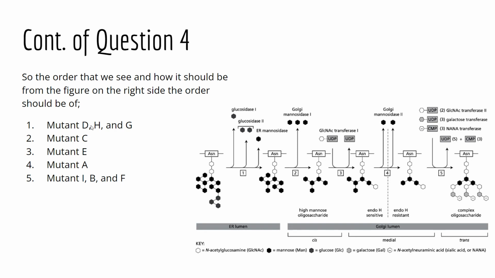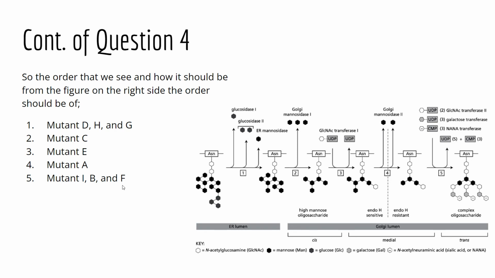So first step, mutant D is affected by glucosidase 1. Mutant H is affected by glucosidase 2. And mutant G is affected by ER mannose. And we go to step 2. Mutant C is affected by Golgi mannose 1. And step 3, we look at GLC-NAC transferase 1, which is the deficient enzyme in mutant E. Step 4, mutant A has Golgi mannose 2 as the deficiency.